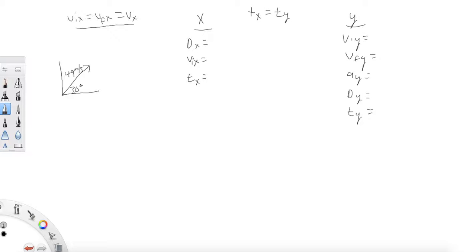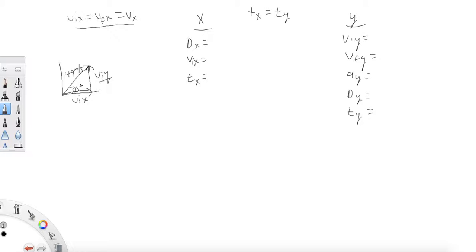So let's go ahead and find out some things. Here we've been given an initial velocity of 49, but this is going to be the resultant vector. So I need to break this down into its x and y components. This component here is going to be my initial velocity in the x direction, and this component of the triangle here is going to be my initial velocity in the y direction. So let's use some trigonometry to find out what these two variables are.